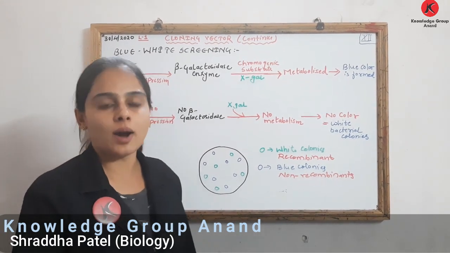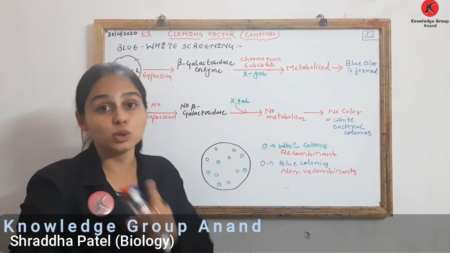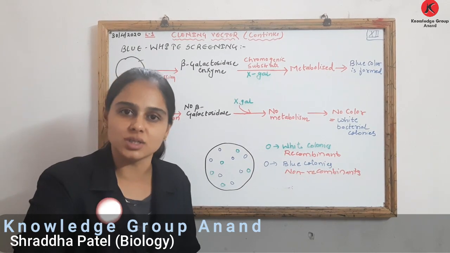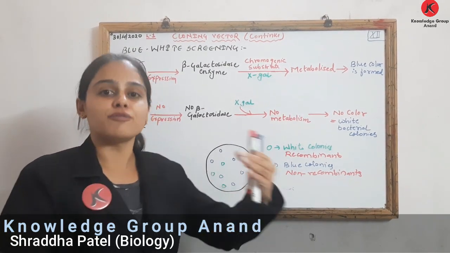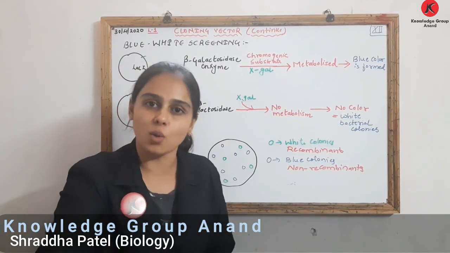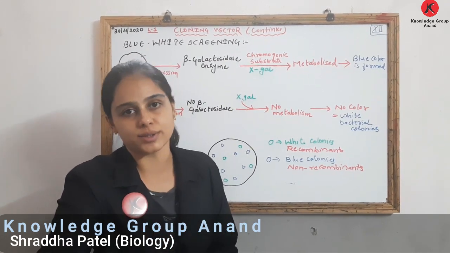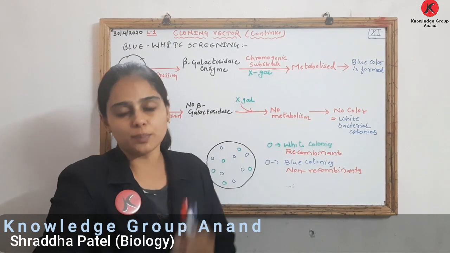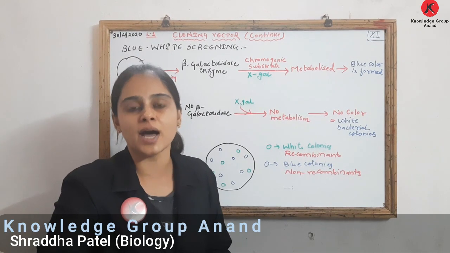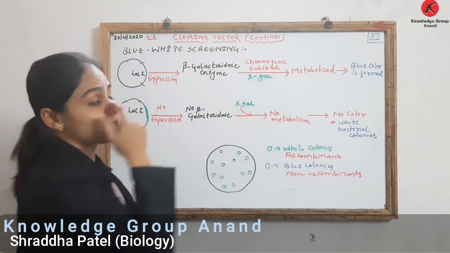In the previous video we understood the process of selecting transformants from non-transformants by using a selectable marker, that is our antibiotic resistance gene. But this process becomes tedious and cumbersome, as it requires two different platings which involve two different antibiotics. So for selecting transformants from non-transformants, we have one more technique, and that technique is called blue-white screening.